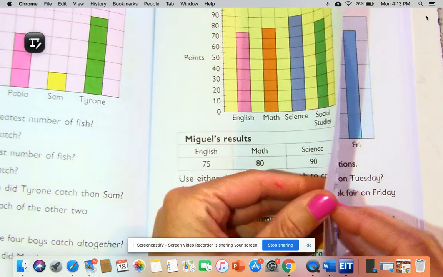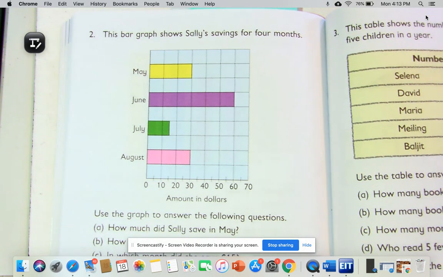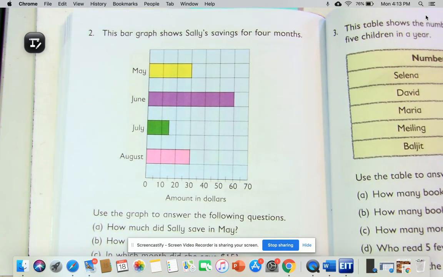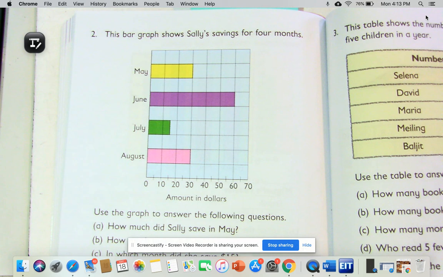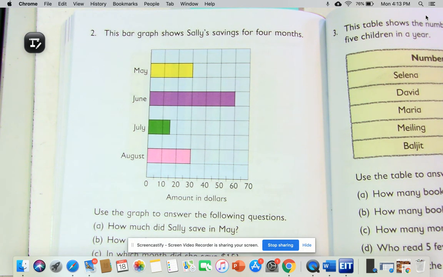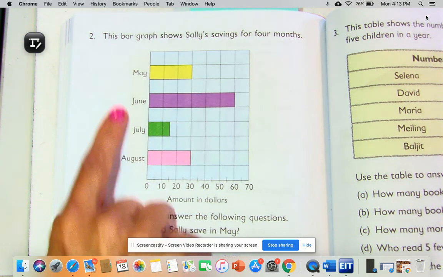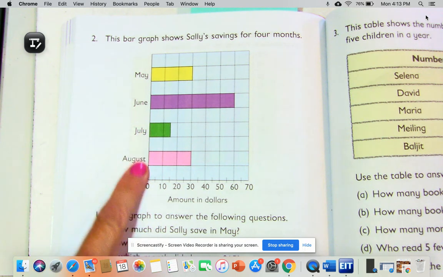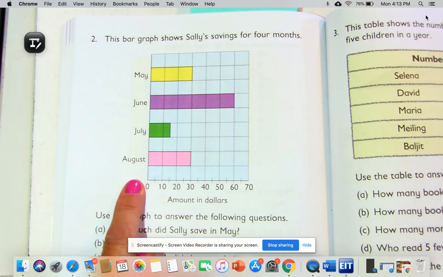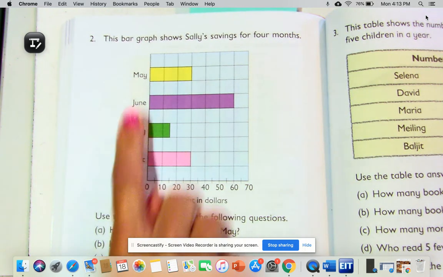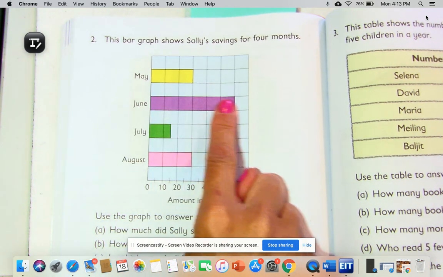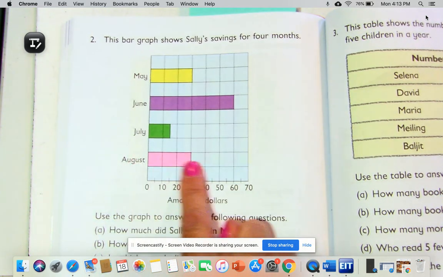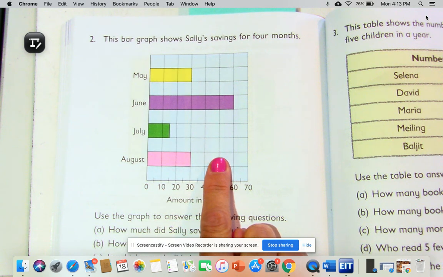All right, we are going to look at one more graph together. It says this bar graph shows Sally's savings for 4 months. So Sally is saving some of her money. Very prudent, Sally. So we've got May, June, July, and August. So she is saving her money for these 4 months. Now this one is kind of different because the bars go from side to side. Would you remember that word? From side to side, starts with an H.